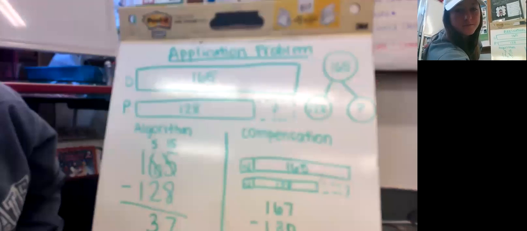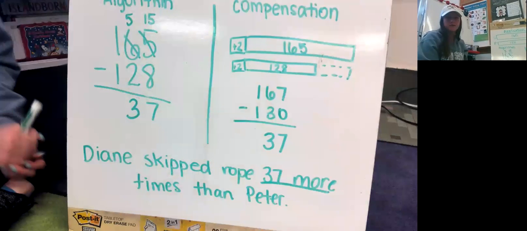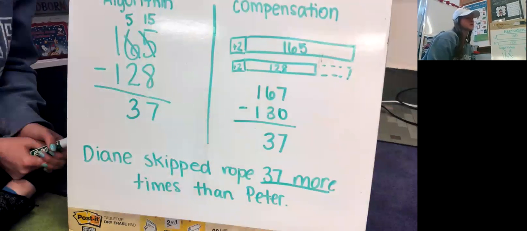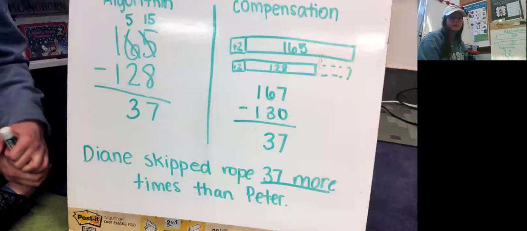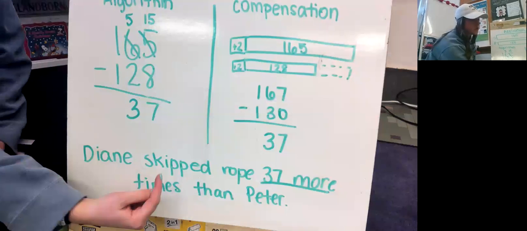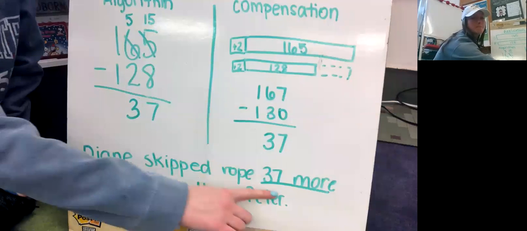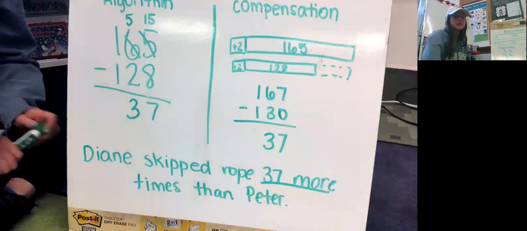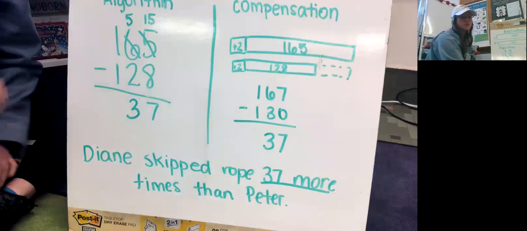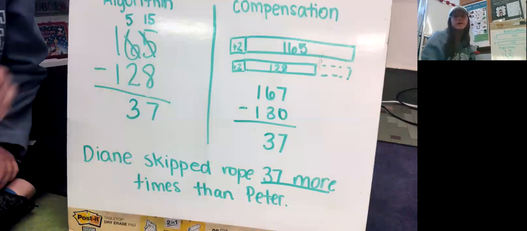So at the bottom of my paper, I have my line where it says solve it. So that's where I'm going to write my answer to my problem. So I'm going to write my sentence. If I go back to this one, I wrote my whole sentence out. I restated what the problem was asking. The problem asked me, how many more times did Diane skip rope than Peter? I'm writing it out. Diane skipped rope 37, right? Because we found the answer was 37. 37 more times than Peter. Because she didn't skip rope 37 times. She skipped rope 37 more times than Peter.